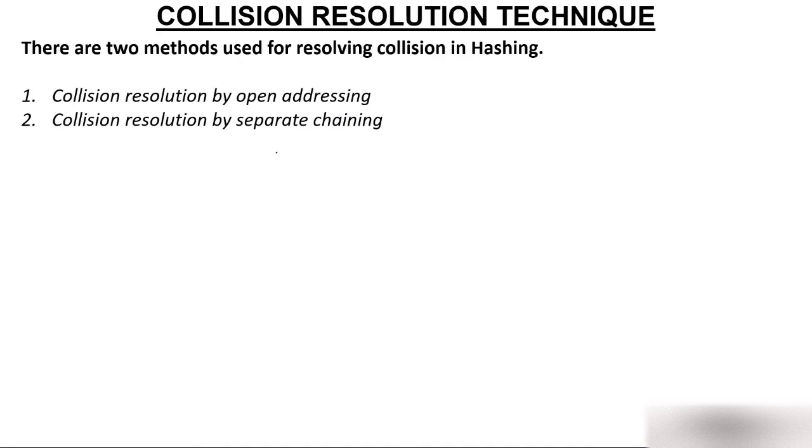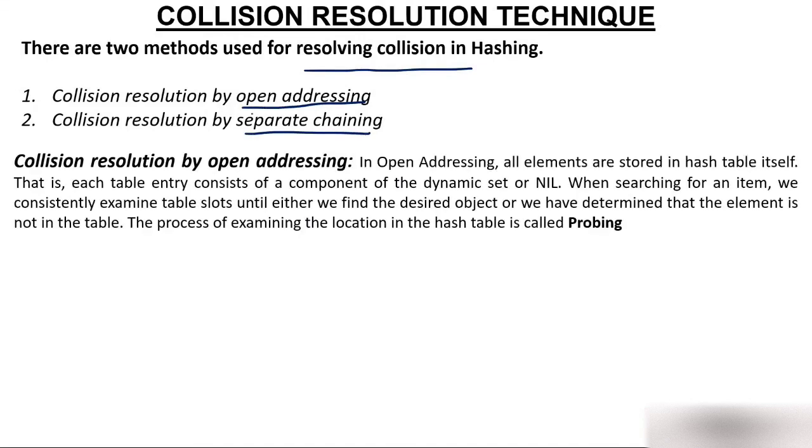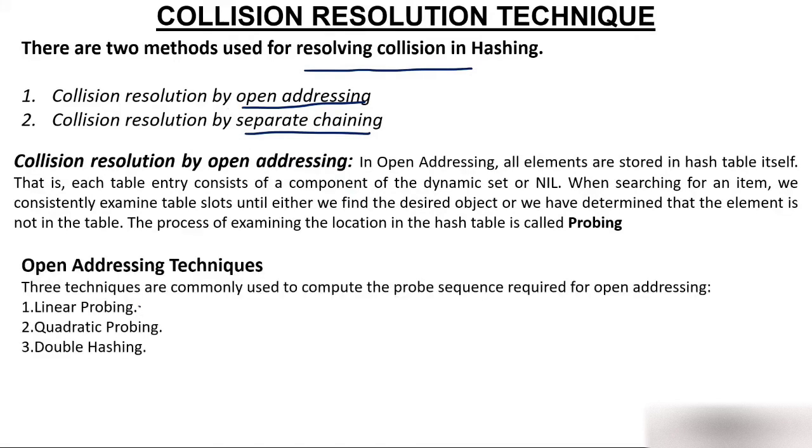So let's have a recap. In recap, we have discussed that in order to resolve a collision, you have two methods: open addressing and separate chaining. In open addressing, you have three methods: linear probing, quadratic probing, and double hashing. We have discussed this already in the third video. Now in the fourth video, today we'll discuss quadratic probing and double hashing.